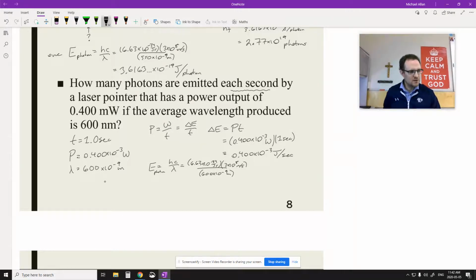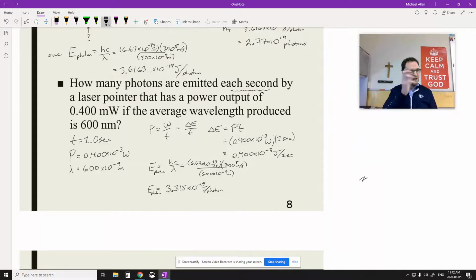Okay, so the energy of this one photon is 3.315 times 10 to the negative 19 joules. Cool. This is per photon.